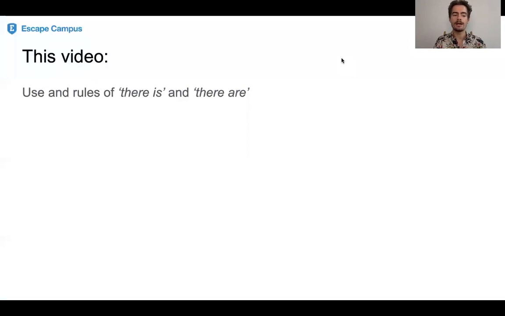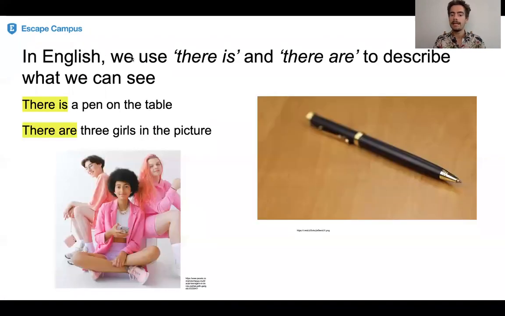Today we are looking at the use and rules of there is and there are. In English, we use there is and there are to describe what we can see. So in this picture, there is a pen on the table. And here, there are 3 girls in the picture.